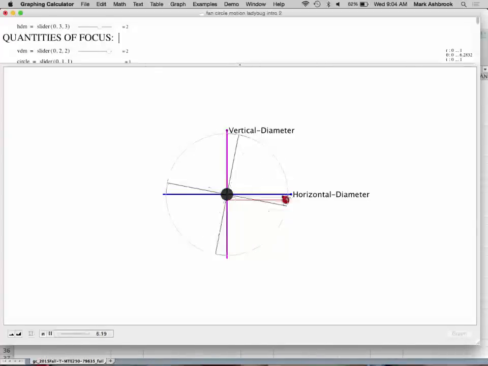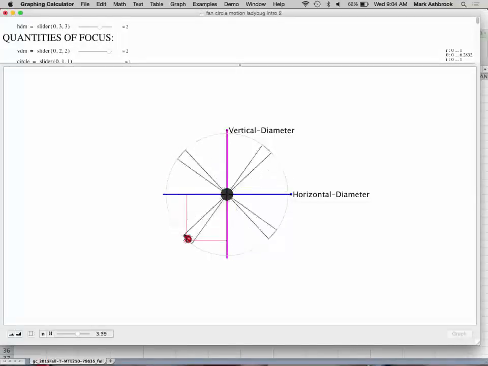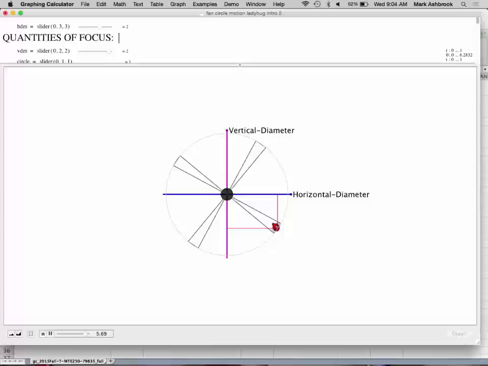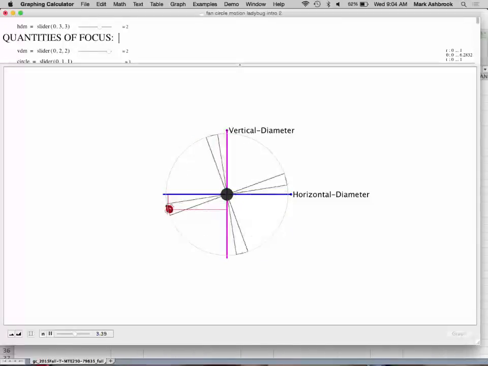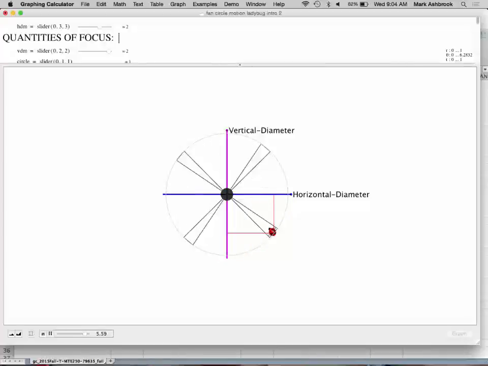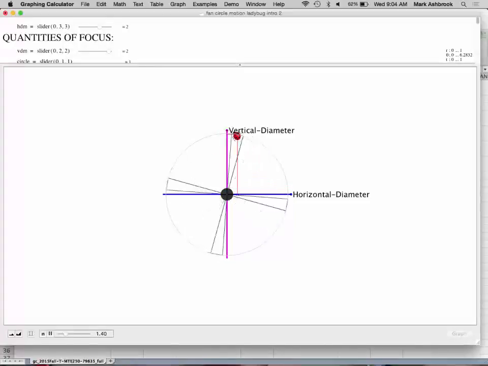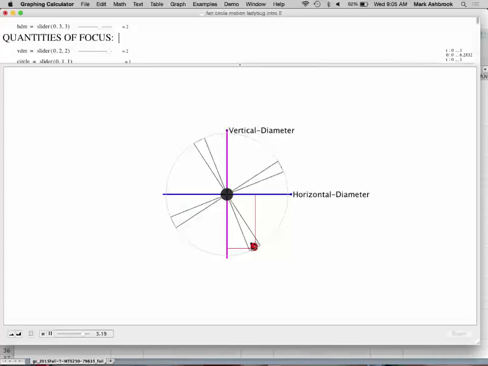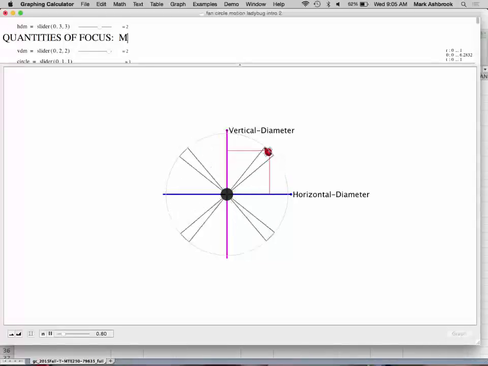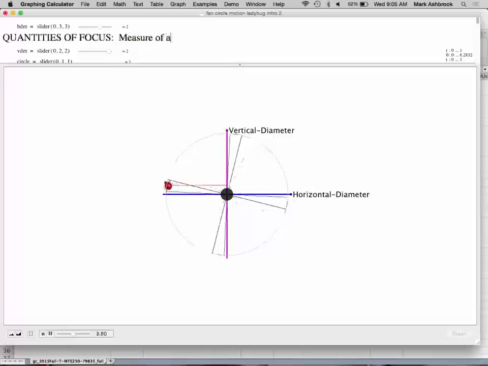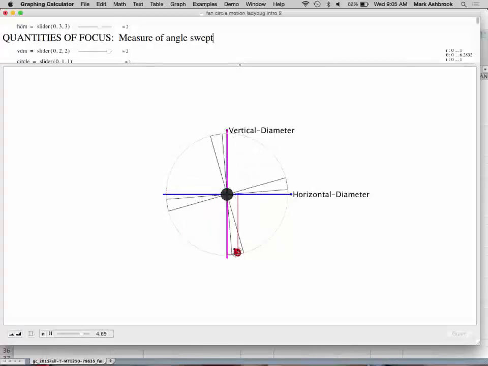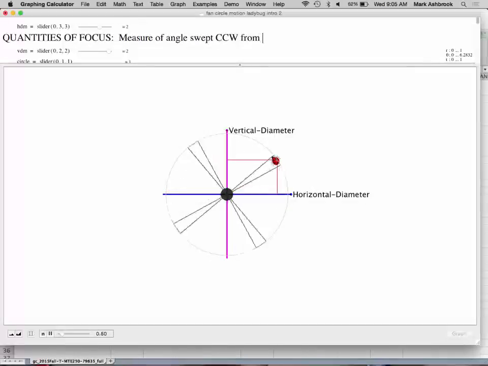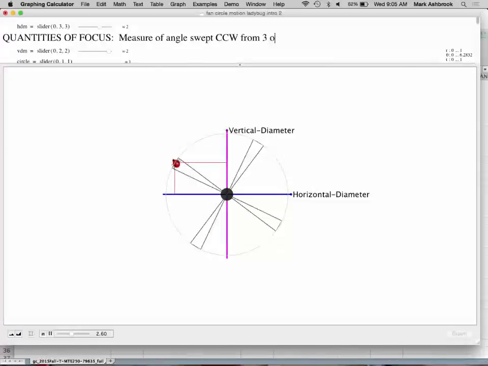Okay. What is one of these quantities that we're focusing on? The angle measure in radians starting at the 3 o'clock position. Pretty good, just one more detail. The measure of the angle swept counterclockwise from the 3 o'clock position. That's where it all begins.